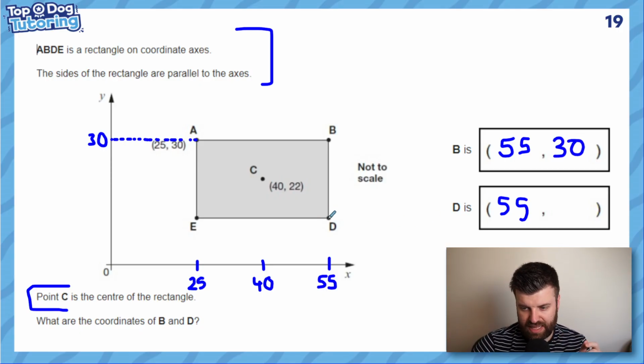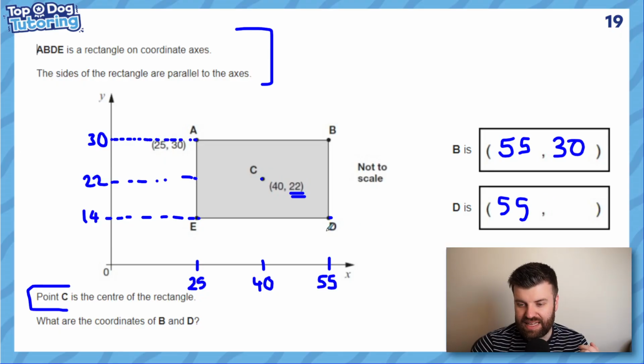What about D down here? Well, we're going to do the same logic as before. If this is 30 at the top and then C is halfway, and we know that's 22 on the y-axis, 40 across, 22 up, well, guess what? To get down to D, we just need to do the same jump again. 30 to 22 is a jump of 8. We're going to take off another 8 and we're going to get to 14. That means that D is 55 across and 14 up.